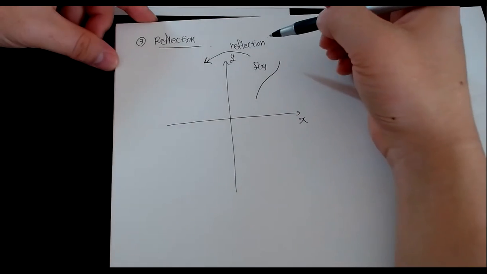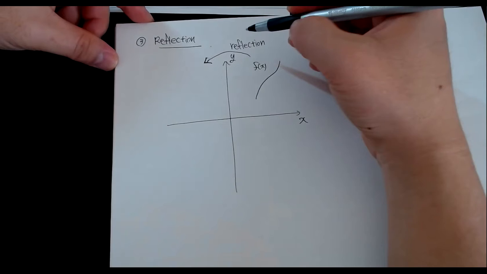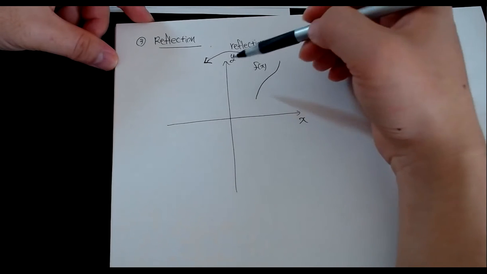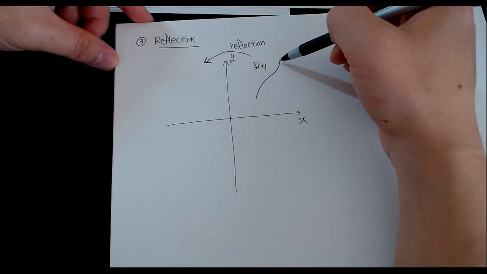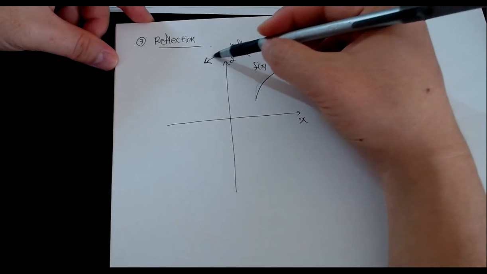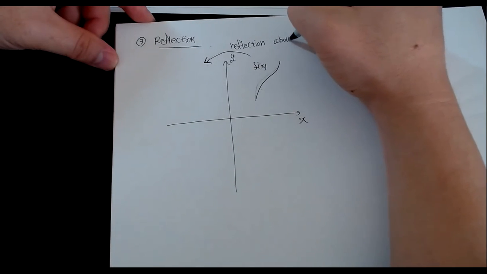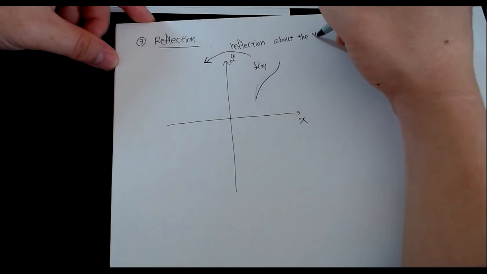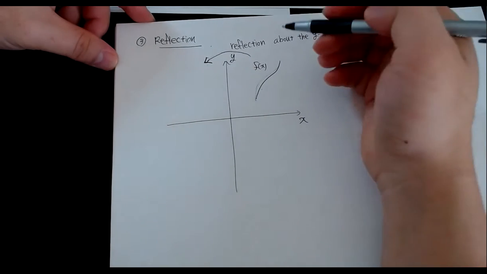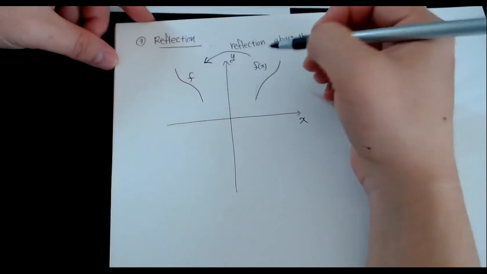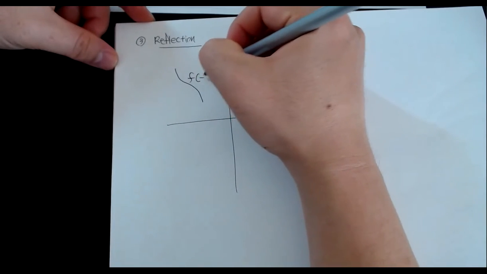Okay. So the first one is reflection about the y-axis. What happened to the graph of the function f of x if we reflect the graph of f of x about the y-axis? Okay, so then we got this, right? The equation of f of x will be changed to f of negative x.